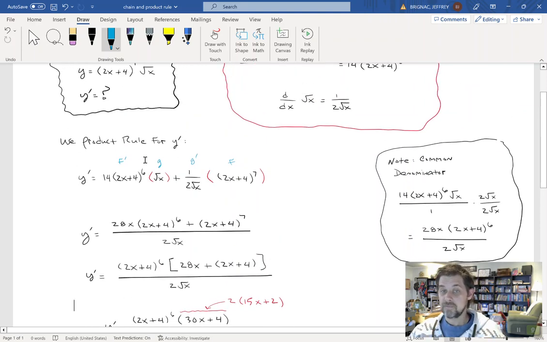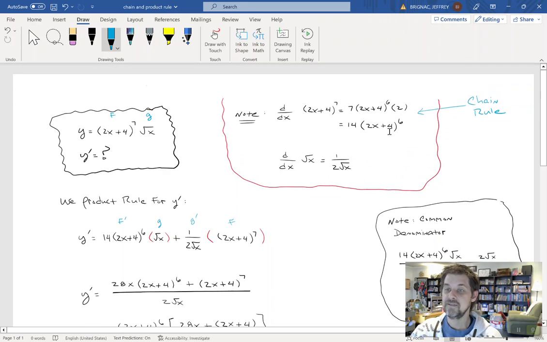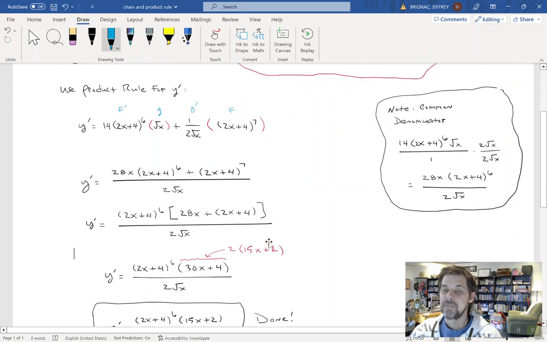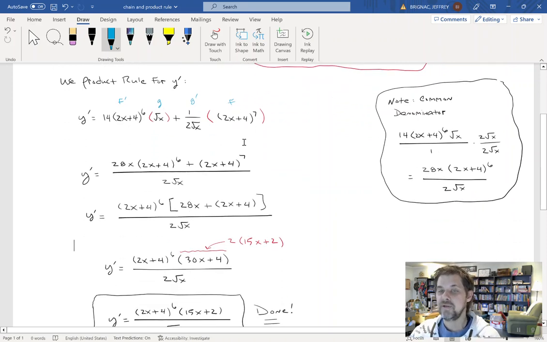So given the product rule is now applicable at this point, I say, all right, y prime, the derivative of this function, f prime g plus g prime f, is 14 times (2x plus 4) to the 6th power times g, which is root x, plus g prime, which is 1 over 2 root x, times f. It looks like that. Now, in order to get anywhere with this, as far as simplifying goes, I need to add these two things together.